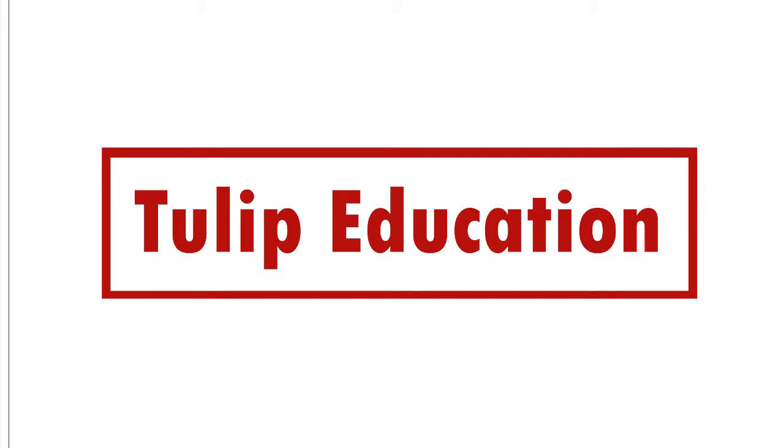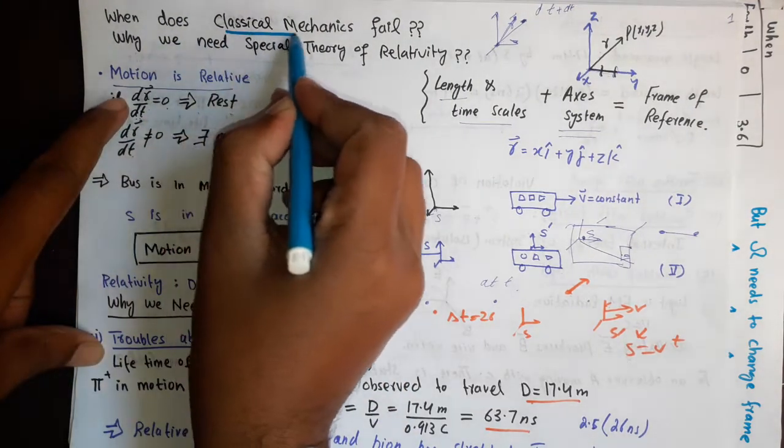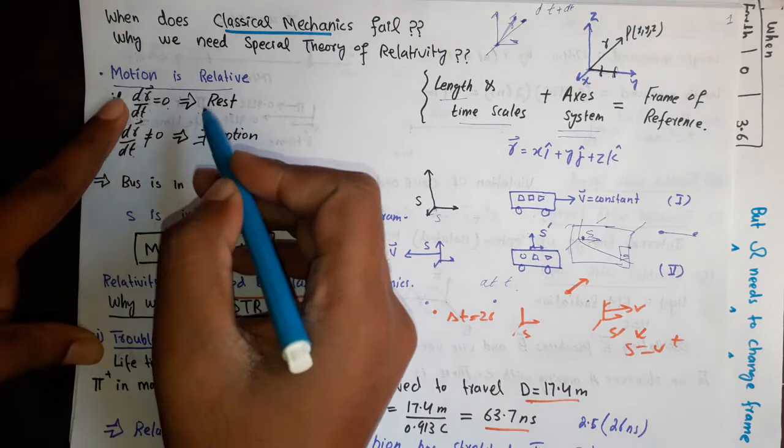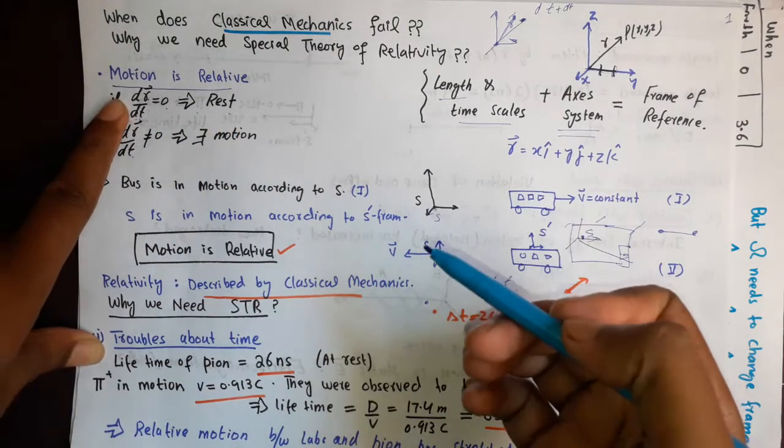This is my first video on special theory of relativity. So the title is "When Does Classical Mechanics Fail, or Why We Need Special Theory of Relativity." So let us first define the frame of reference.